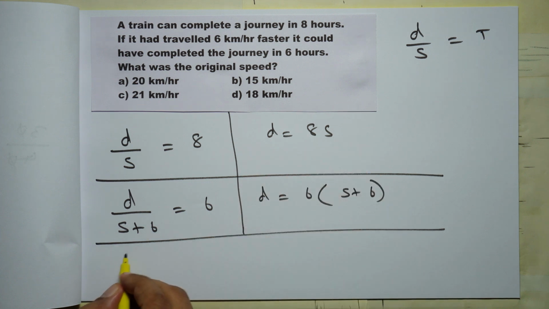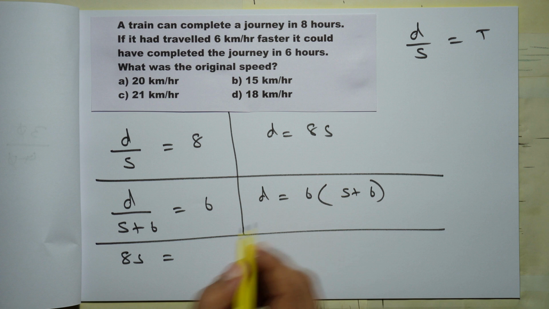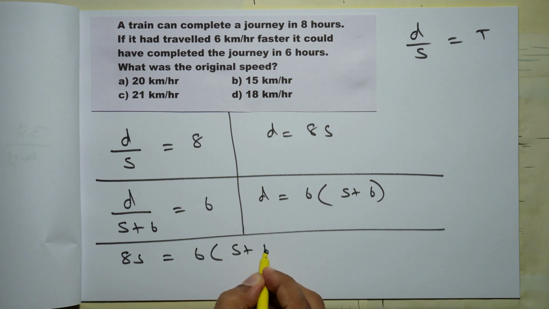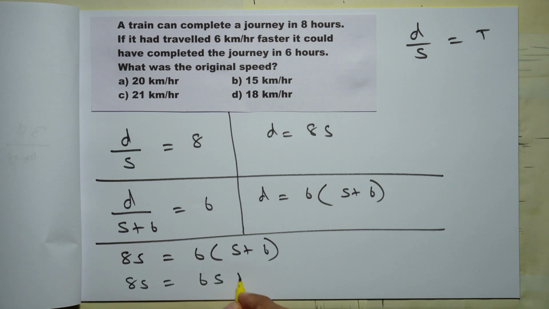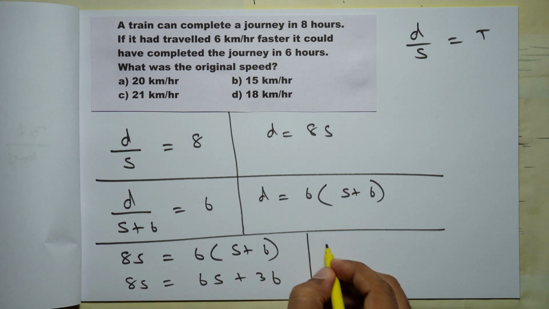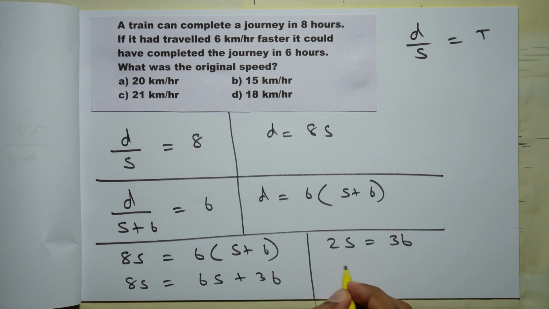Here d is equal to 8s. Here d is equal to 6 into s plus 6. So from this equation we can calculate the value of s. So 8s is equal to 6s plus 6 into 6, 36. I'll bring 6s to this side. So 8s minus 6s is 2s. 2s is equal to 36 or s is equal to 36 by 2, 18. So the original speed s is 18 kilometers per hour. What was the original speed? 18 kilometers per hour, option D.